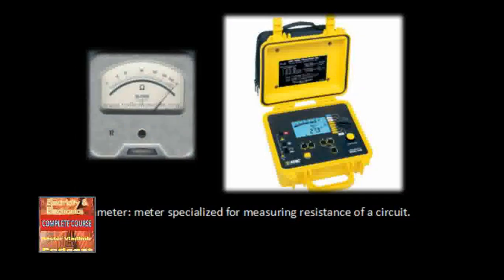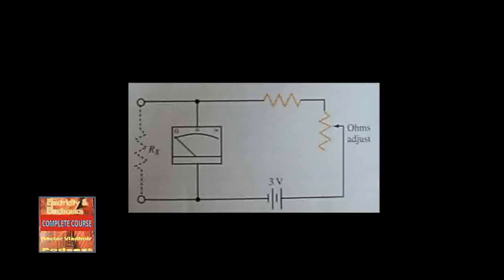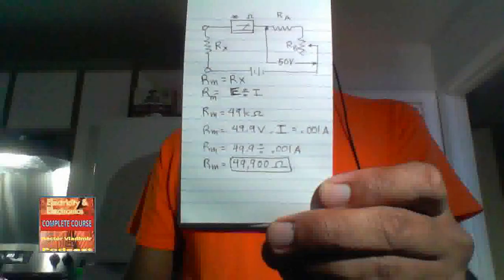Review questions for section 2.4. An ohm meter is used to measure resistance. An ohm meter uses a non-linear scale while a voltmeter uses a linear scale. You must calibrate an ohm meter before use. Why must you calibrate it? For accuracy. Find the value of the multiplier resistor Rx in the following circuit.